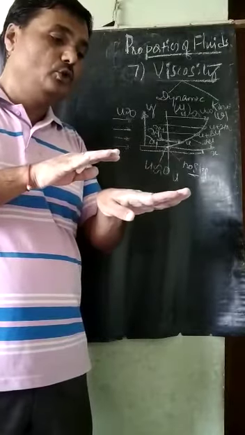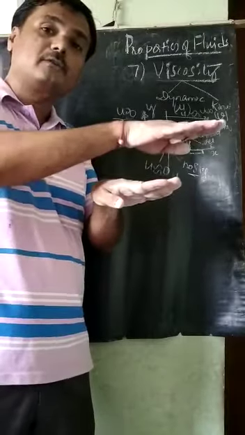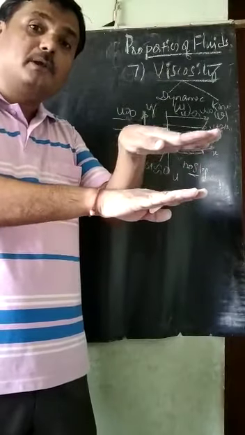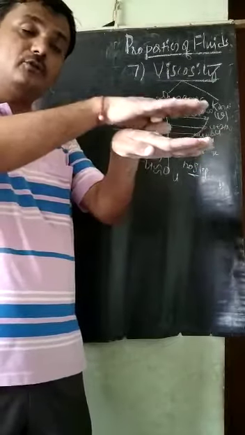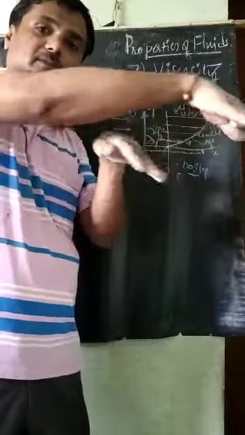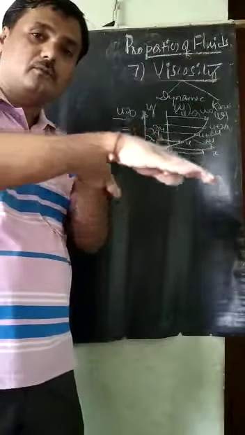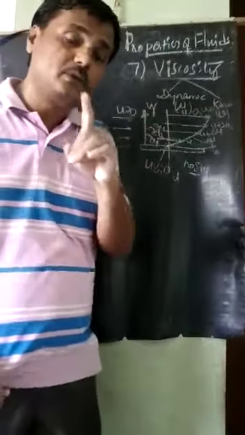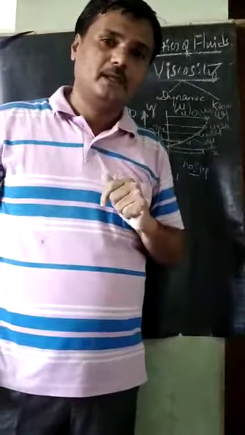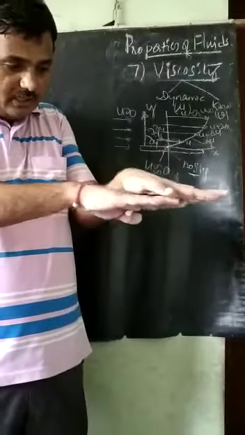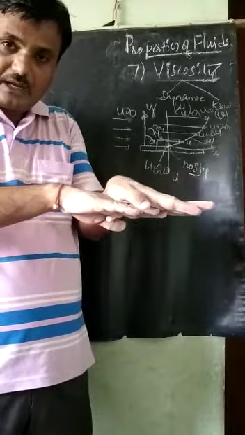These layers are moving with different velocities. One is moving with u, the next with u plus du, then u plus 2 du, again u plus 3 du, and like that it keeps moving. So different layers are moving with different velocities. Experimentally it is observed that one layer is moving with a different velocity relative to the other on the surfaces.